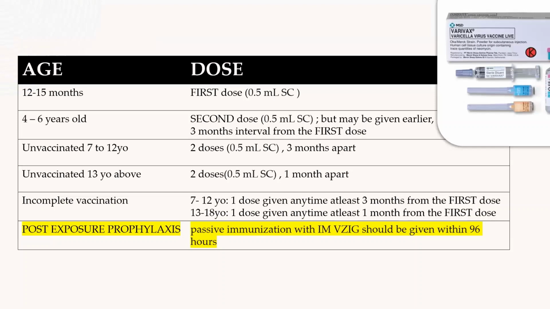For those that have incomplete vaccination, we can give an additional dose anytime at least 3 months from the first dose for those who are 7 to 12 years old. And for those who are 13 to 18 years old, one dose given at least 1 month from the first dose. For the immunoglobulins, it should be given within 96 hours. So that's a post-exposure prophylaxis.